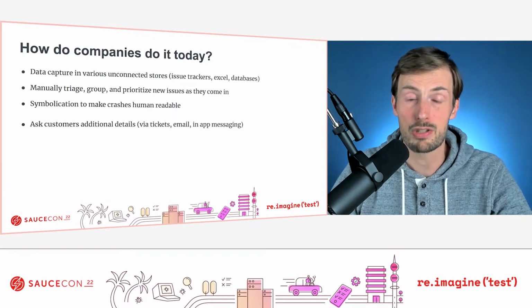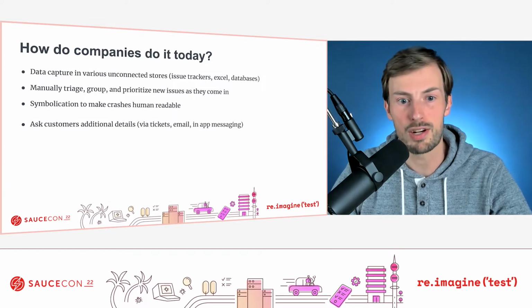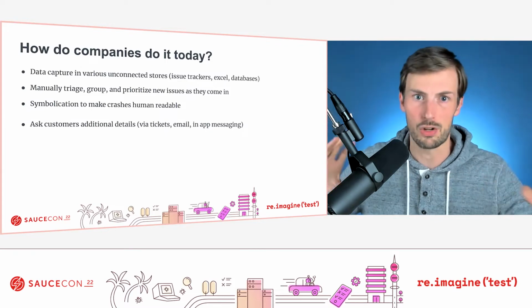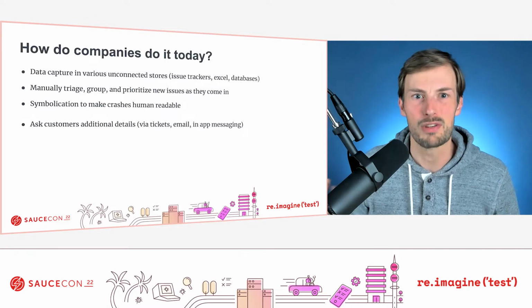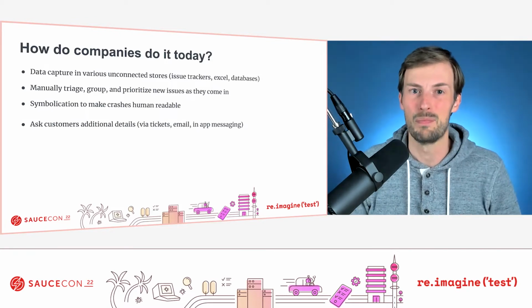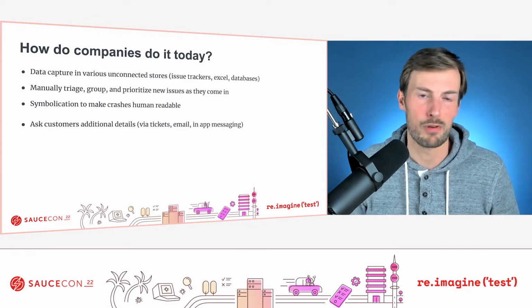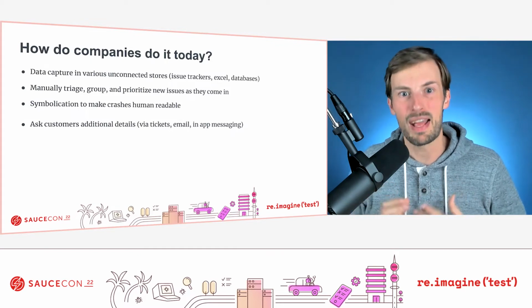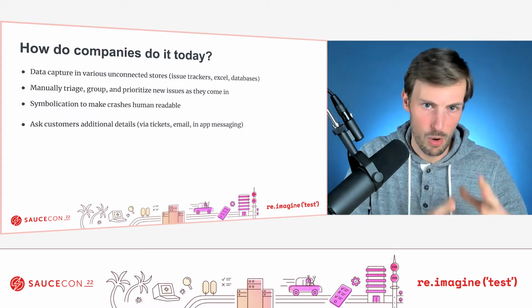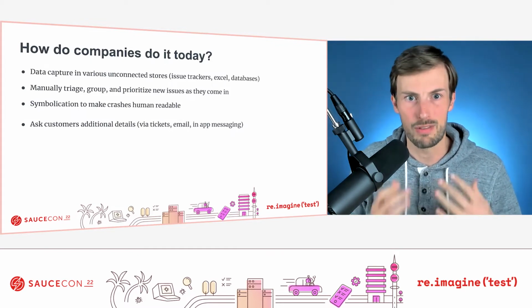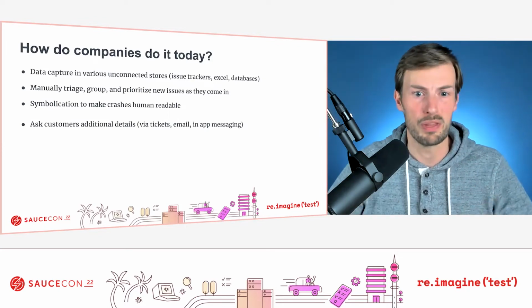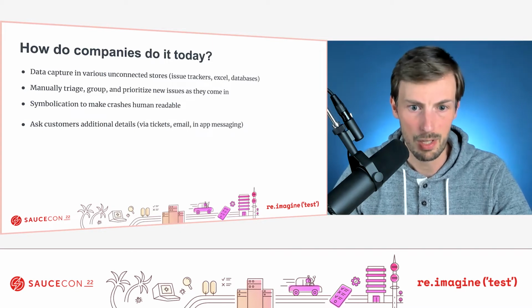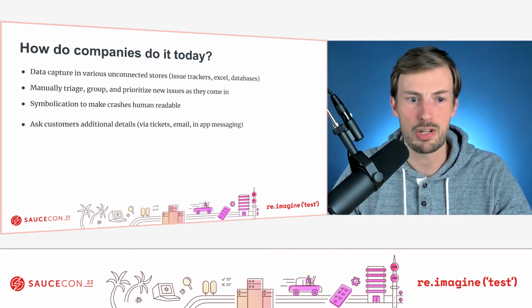Then there's a process of manually triaging, grouping, and prioritizing these new issues, right? While looking at these unconnected stores, which is partially just part of life, right? You're going to get information and feedback from different sources. But by and large, it would be really nice if you have one store that is the most reliable, that gives you the most context, the information, and the metadata, so that you can link it from whatever comes from these external sources. You have symbolication to make the crashes human readable.